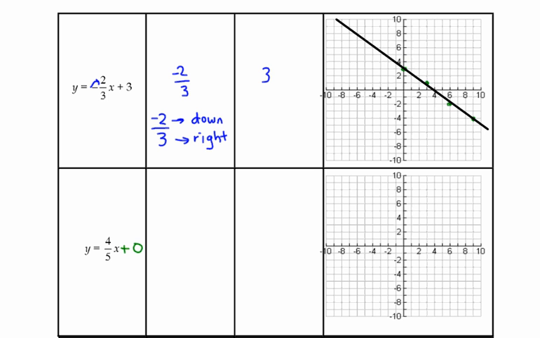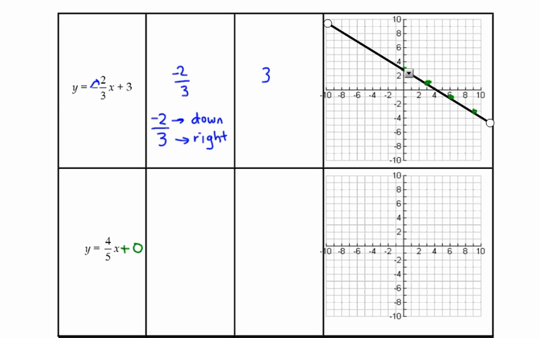Oh, pretty close. Something looks weird. Uh-oh, see, I made a mistake. I went down 3 there. Down 2, right 3, down 2, right 3. That's better. Okay, next guy.